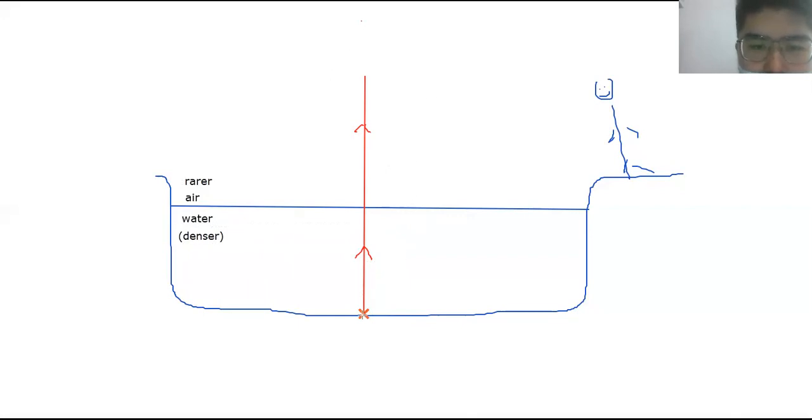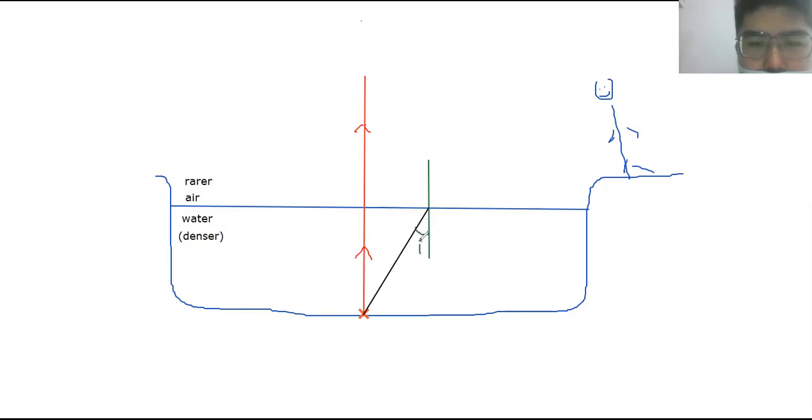Let's use black. Another ray goes like this and strikes this surface at an angle. Now if you draw the normal, this is the normal like this. Where is the angle of incidence? It is always between the ray and the normal.